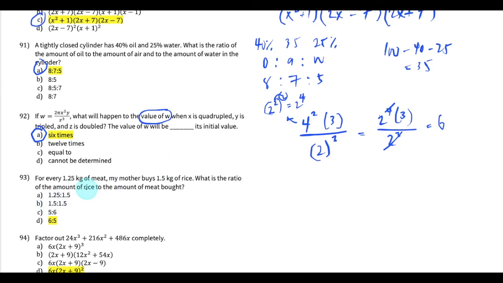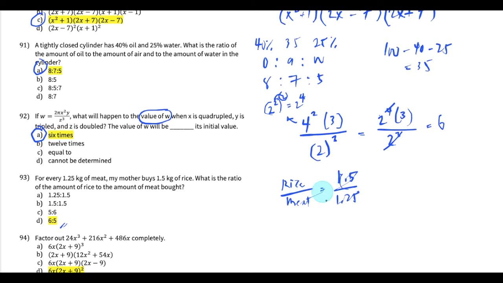93. For every 1.25 kilograms of milk, my mother buys 1.5 kilograms of rice. What is the ratio of the amount of rice to the amount of meat bought? Okay, so yung nahanap lang natin dito ang ratio. We have rice to meat. Okay? So this is equal to 1.5. Yun yung sa rice. 1.25 yung sa meat.